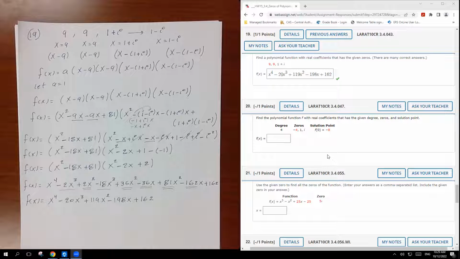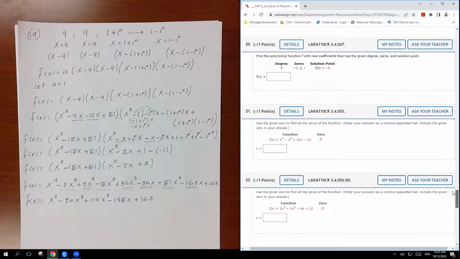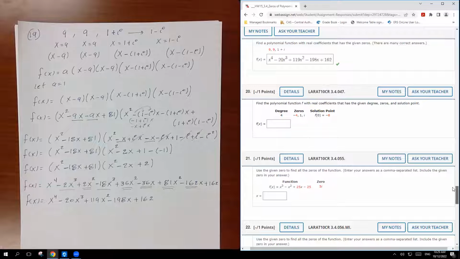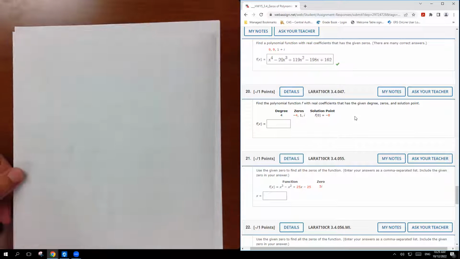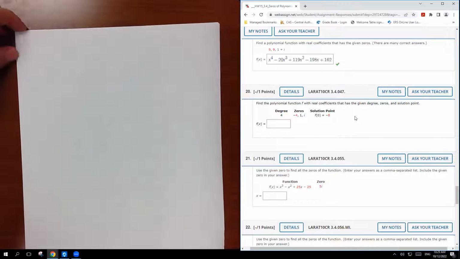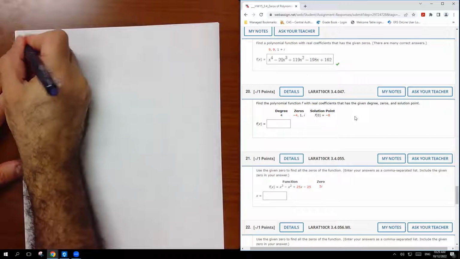But if you look at example 20, 21 is the same, and 22 also. But example 20, degree 4, and we have 3 zeros, and we have the solution point f of 0 equals negative 8. Let's check this example. So it's example 20.